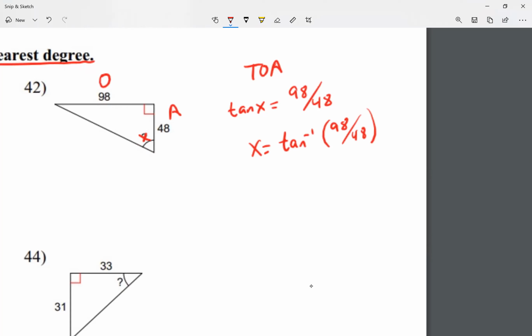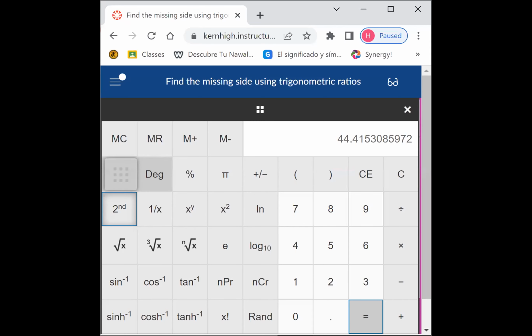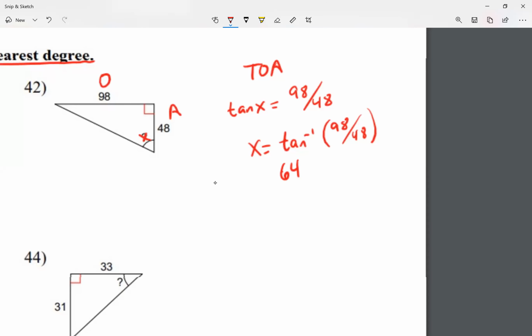All right, so I'm going to grab my calculator. Tan inverse, let me clear this out first. So tan inverse 98 divided by 48, close parentheses. So 63.9. I'm going to the nearest whole number. 63.9, so that will be 64. Let me come back to my work here. My degree is 64 degrees.